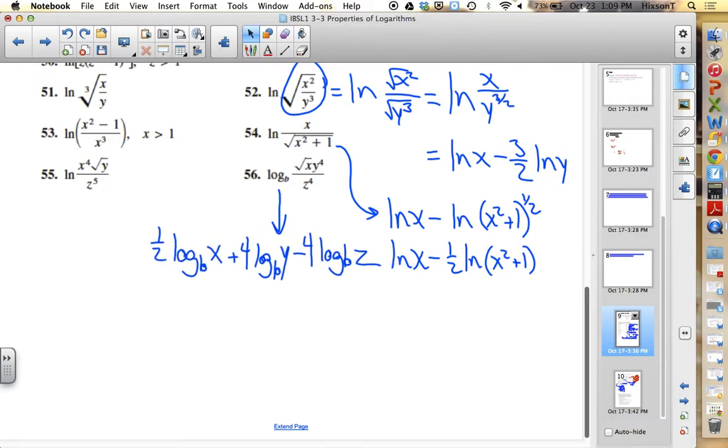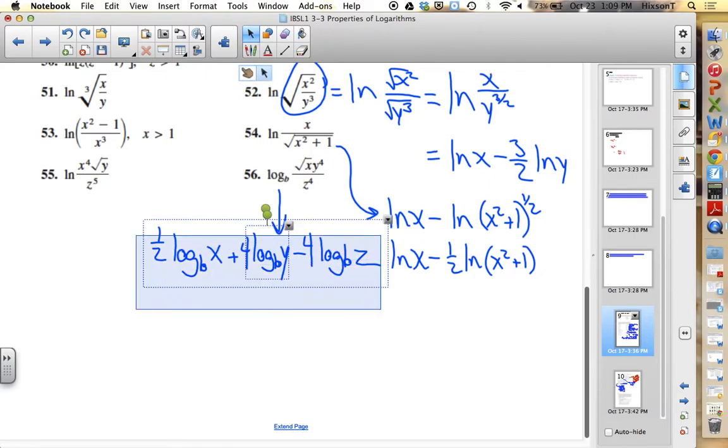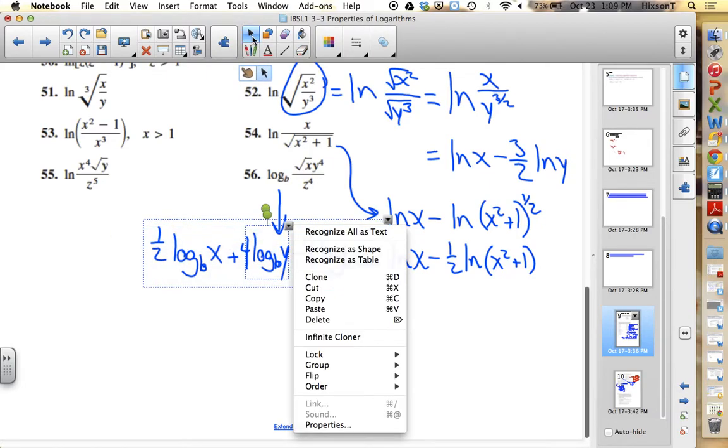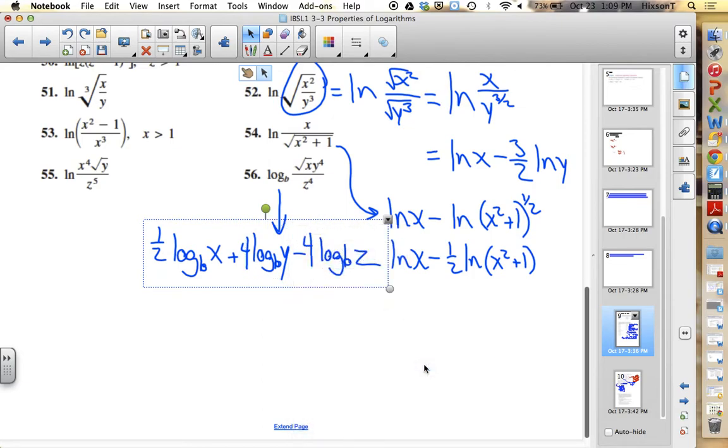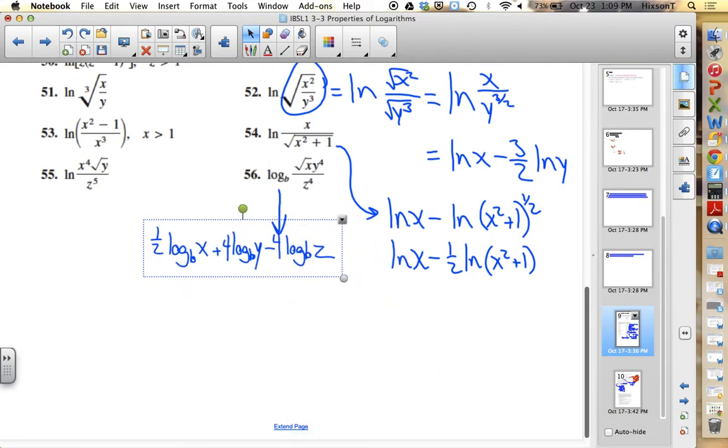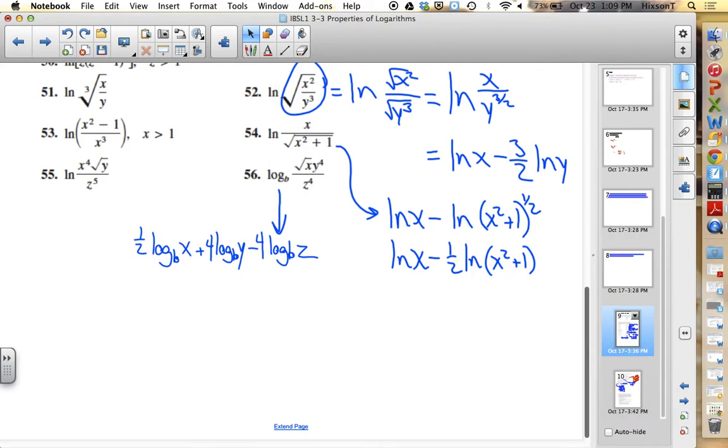Okay, sorry that's a little sloppy. Oh, the square root's only over the x in that problem, not over the y as well? Yeah, the y is to the 4th. Okay. Alright, so those are all your even answers for the first section there.